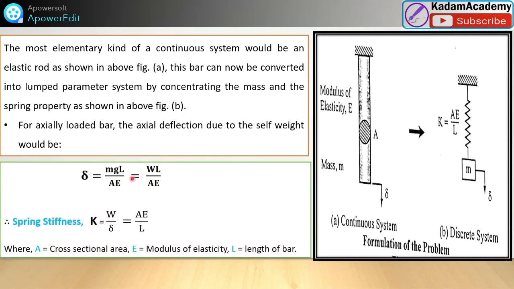So how can we calculate this delta for this continuous system, an elastic rod with cross-sectional area A, modulus of elasticity E, and mass m? How to find this deflection delta? By using the formula mgL by AE, that means W into the length of the elastic rod, with AE in the denominator. How to find this K? We can find it as W by delta, that means AE by L. Here W gets cancelled and AE by L remains, from the cross-sectional area, modulus of elasticity, and length of the bar.